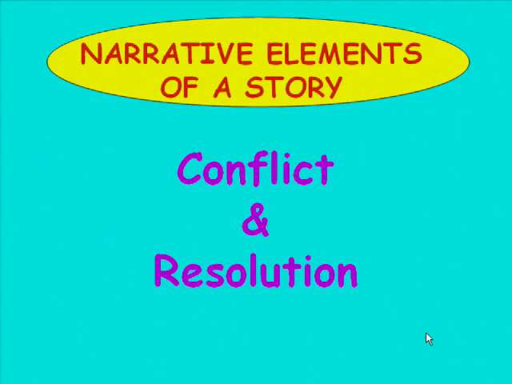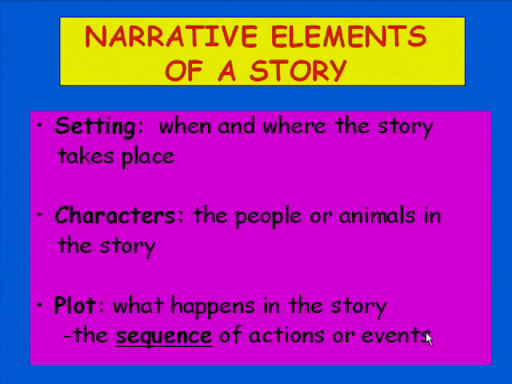What are the 3 narrative elements of a story that we learned yesterday? Yes, very good. Character, setting, and plot. The setting is when and where the story takes place. The characters are the people or animals in the story, and the plot is what happens in the story. And when you tell about the plot of the story, you must tell it in the sequence in which the actions or events happen as well.